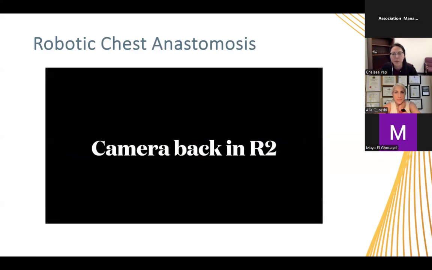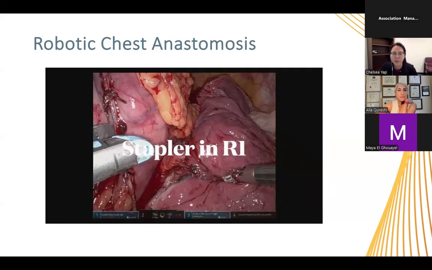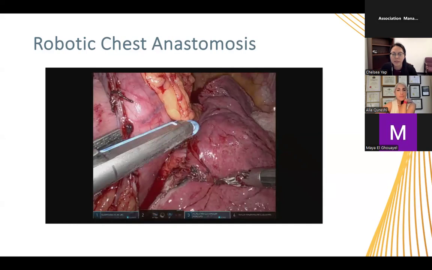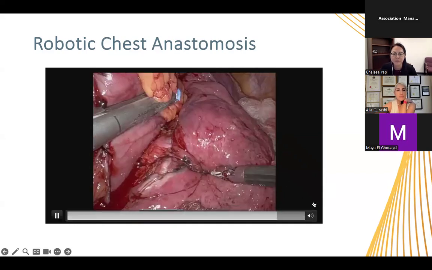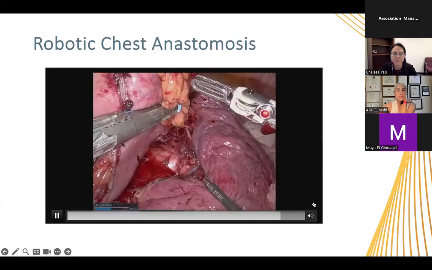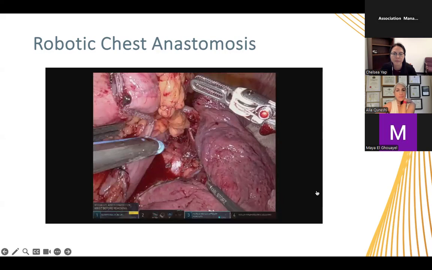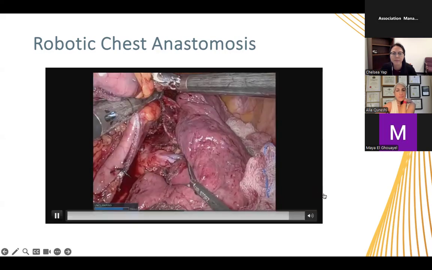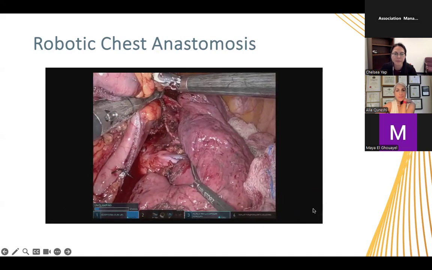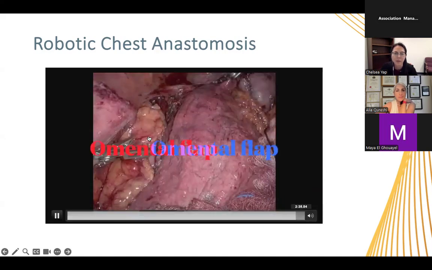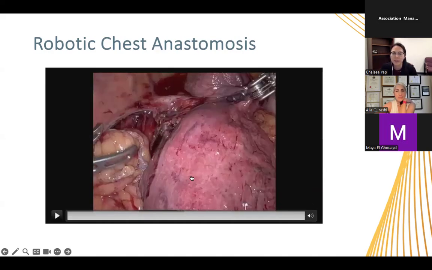We then place the camera back in arm 2, and then using a linear stapler robotically, we transect the gastrotomy site that we used to make the anastomosis. We also bring up an omental flap here and leave that adjacent to the conduit.